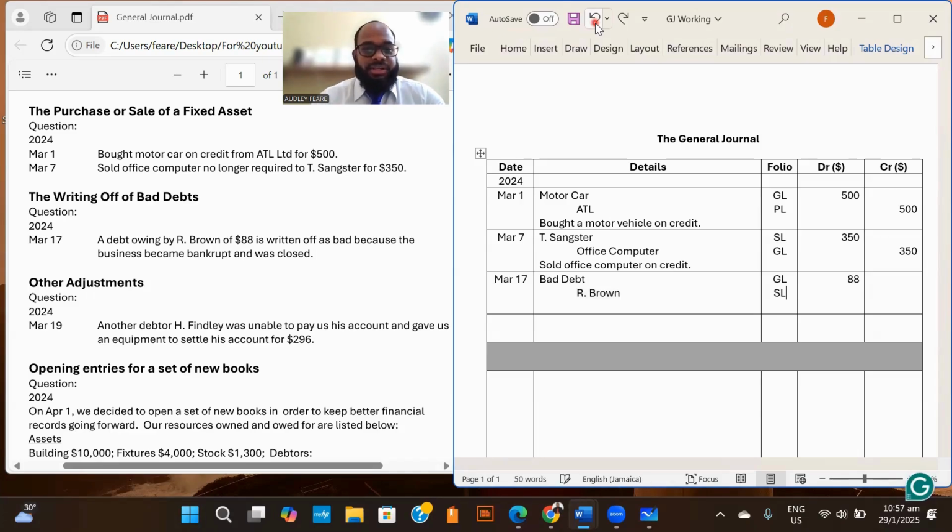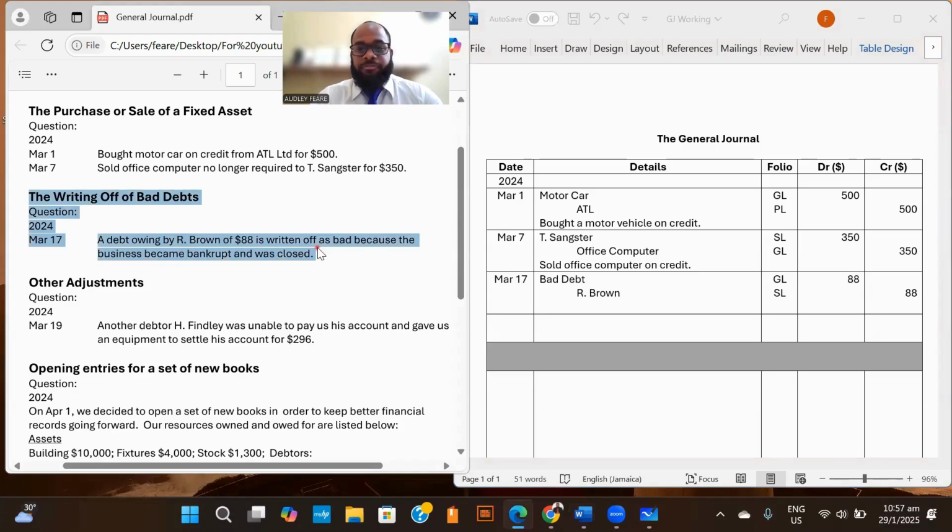And of course, we'll find his information in the sales ledger. And of course, it is $88. And that's how we do the writing off of bad debts. Let's move on now to other adjustment.